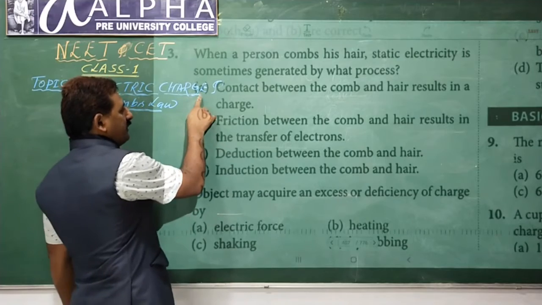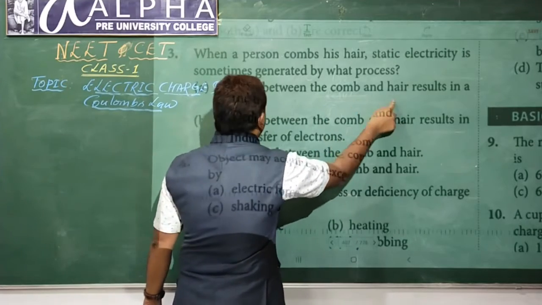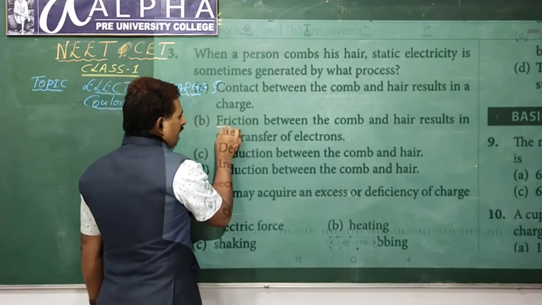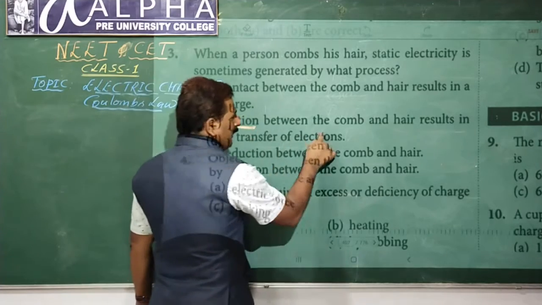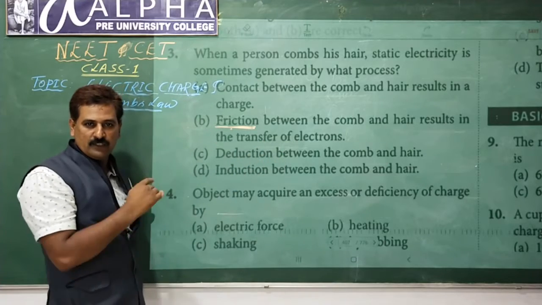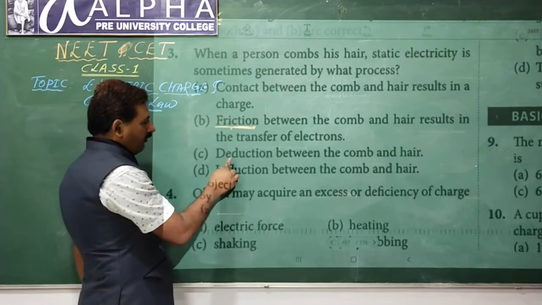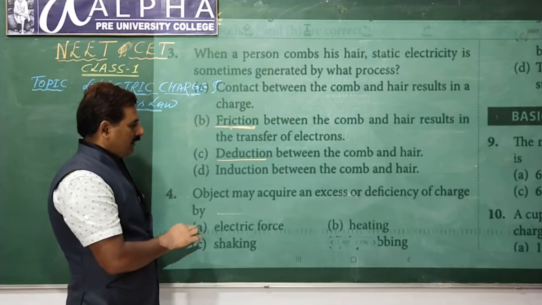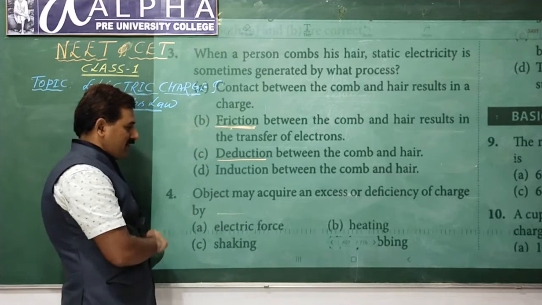Let's go to the options. Contact between comb and hair results in a charge. Friction, look here at the word: friction between comb and hair results in transfer of electrons, right? Transfer of electrons. And what about the third one? Deduction. Deduction we did not use in this chapter. It is not relevant in this situation.